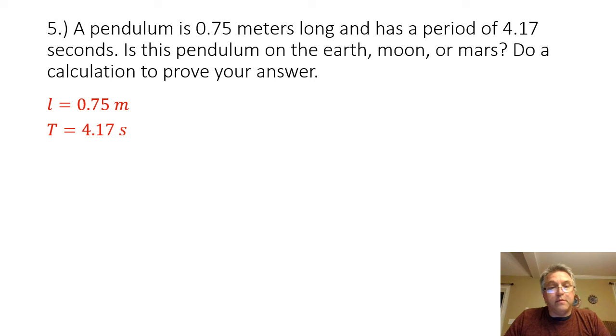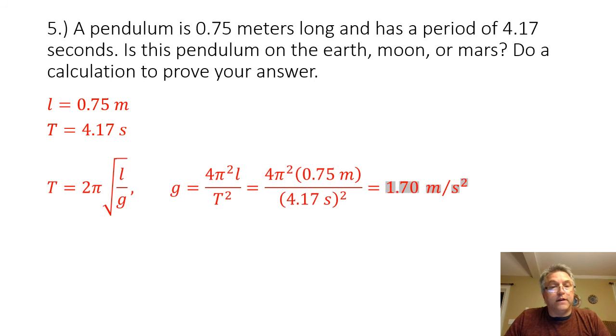So taking my pendulum formula, solving it for g will give me g is equal to 4 pi squared times L divided by T squared. I plug my values for the length and the period into that equation, and I'm going to get a value of 1.70 meters per second squared.